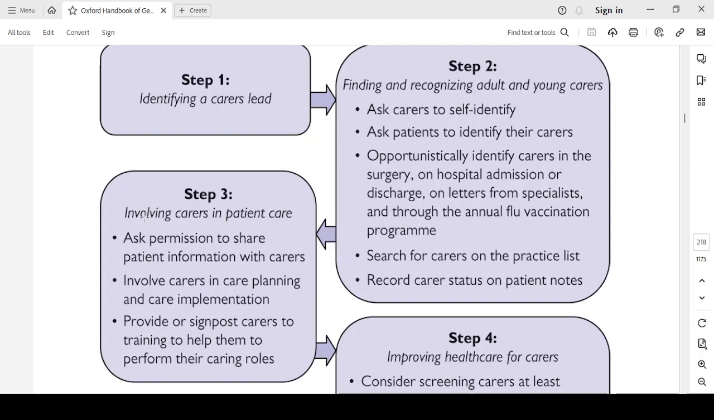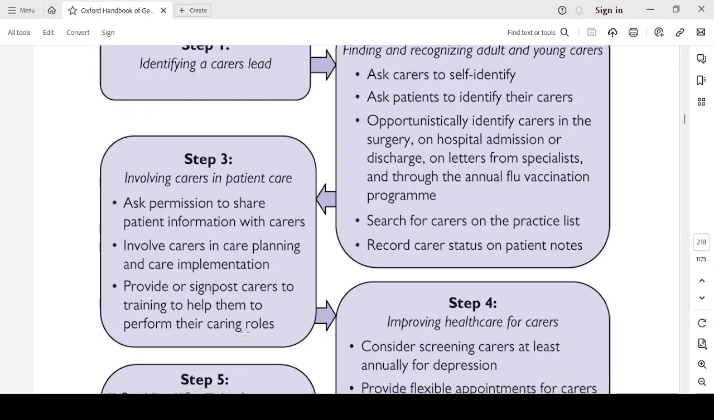Step 3. Involving carers in patient care. Ask permission to share patient information with carers. Involve carers in care planning and care implementation. Provide or signpost carers to training to help them to perform their caring roles.